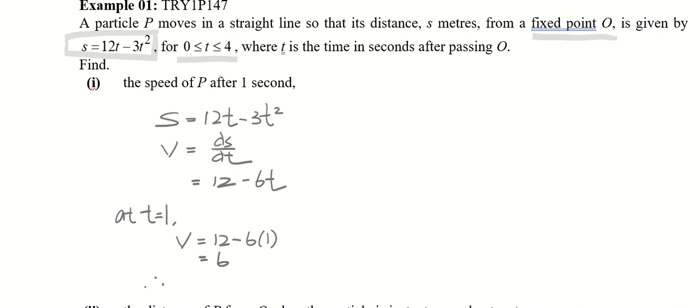Answer the question, speed of P. So therefore, a statement: speed of P is 6. Remember the units. This is meter per second. Where do I get the meter per second? Meter for the distance, and second for the time. So meter per second. This is how you get the speed of P.